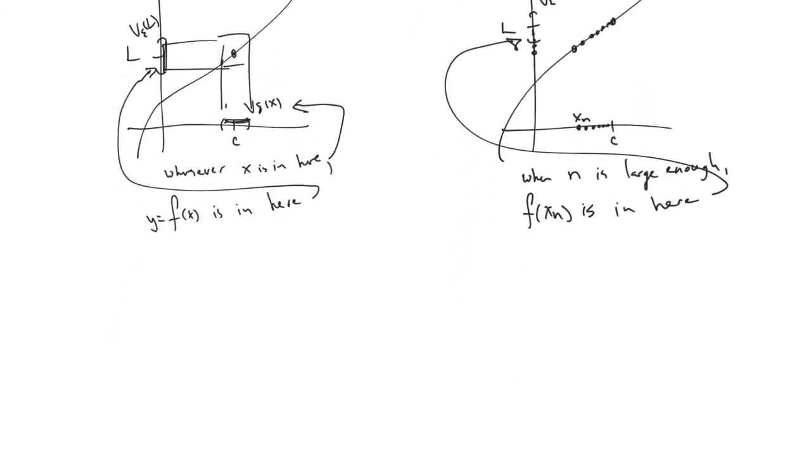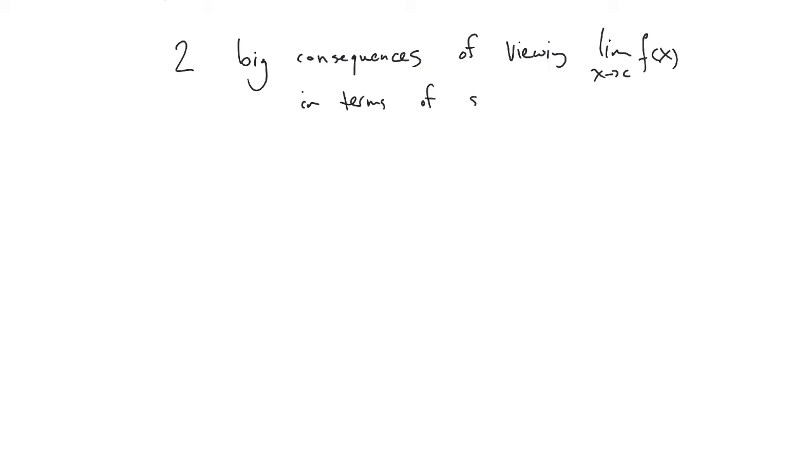In our remaining 30 minutes or so, I want to talk about two big consequences, and I'm not sure we'll get to the second one, of viewing the limit of a function in terms of sequences. You can view the limit of the function as x approaches c in terms of considering sequences of x's that are converging to c, and then looking at the corresponding sequence of f of x's. Two big consequences.